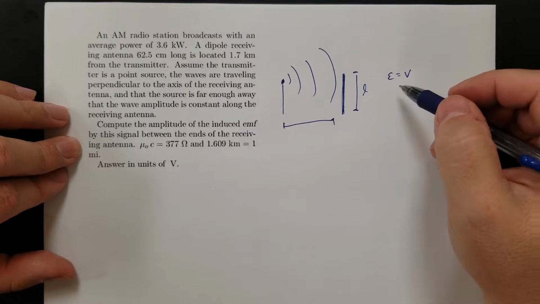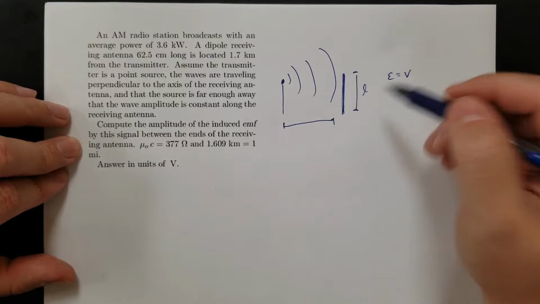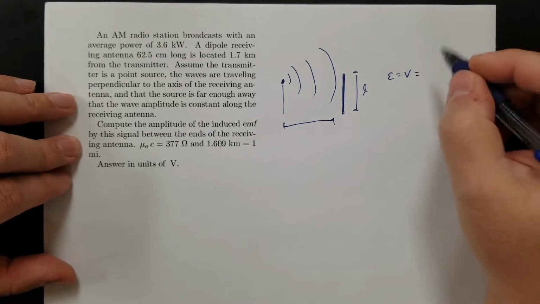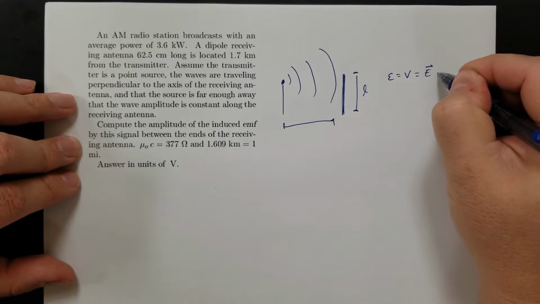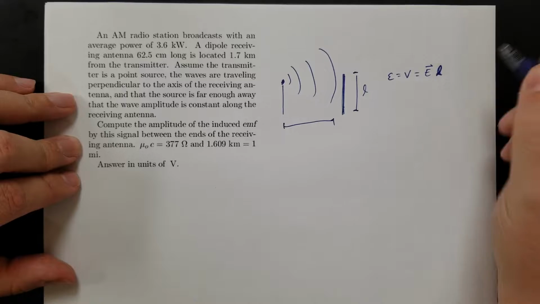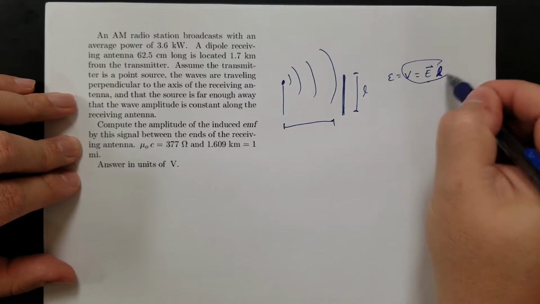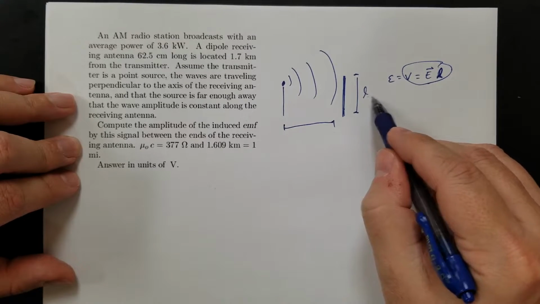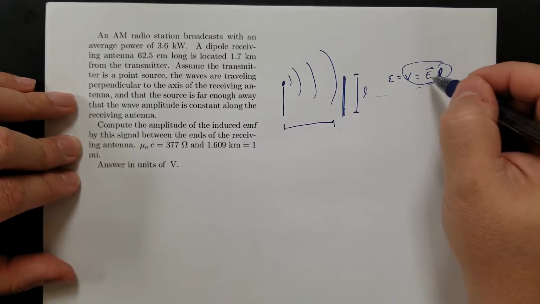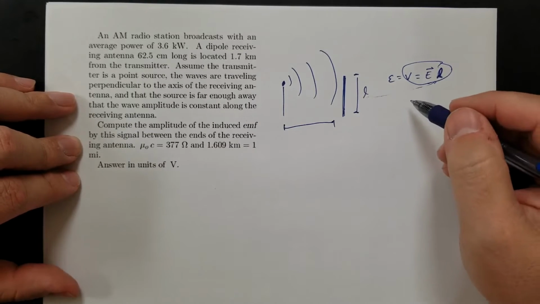So what am I trying to figure out? If I want the EMF, and that's a distance, I can say that voltage is electric field times distance, which is length. So if I know my electric field and my length, I can plug my length in here and solve for the voltage, but I need the electric field. So how do I get the electric field?